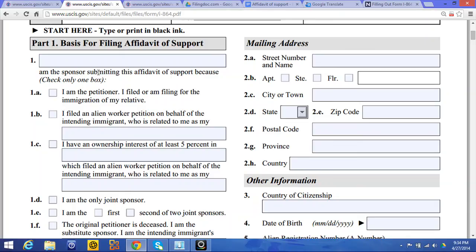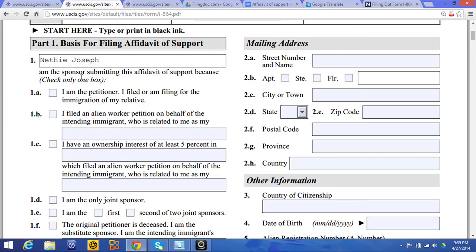Part 1. Basis for filing the Affidavit of Support. USCIS wants to know who is filing this Affidavit of Support. Anyone filing this Affidavit of Support has to type his or her complete name here. So I just took an example. Type your complete name here.